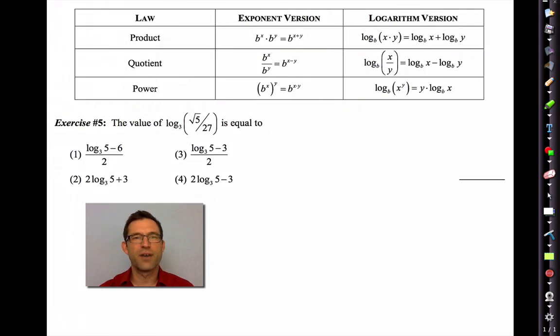Let's take a look at number 5. The log base 3 of root 5 divided by 27 is equal to, this one feels very familiar, very similar to the last one. Maybe there's a little bit of something different, but why don't you go ahead and try this one on your own. Pause the video again, and let's see what you can do.